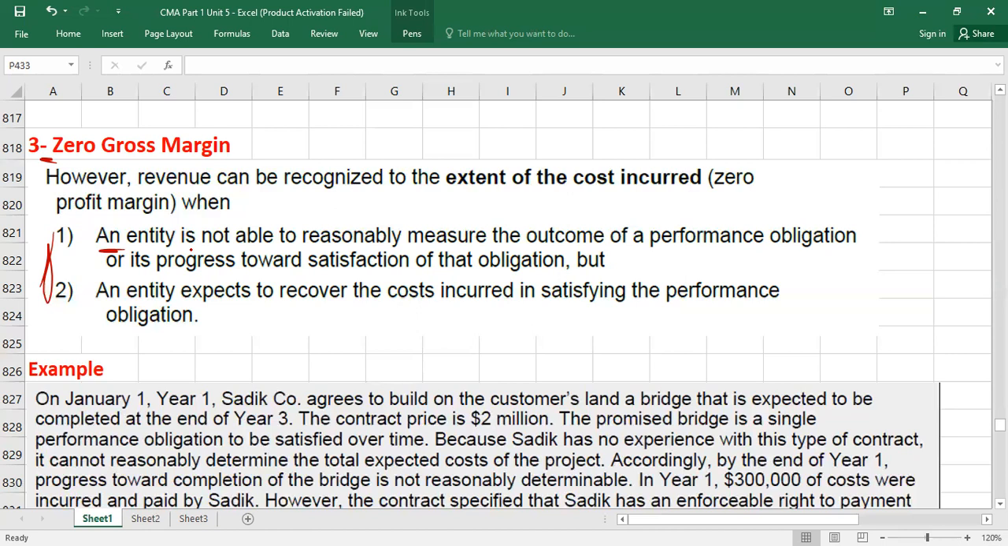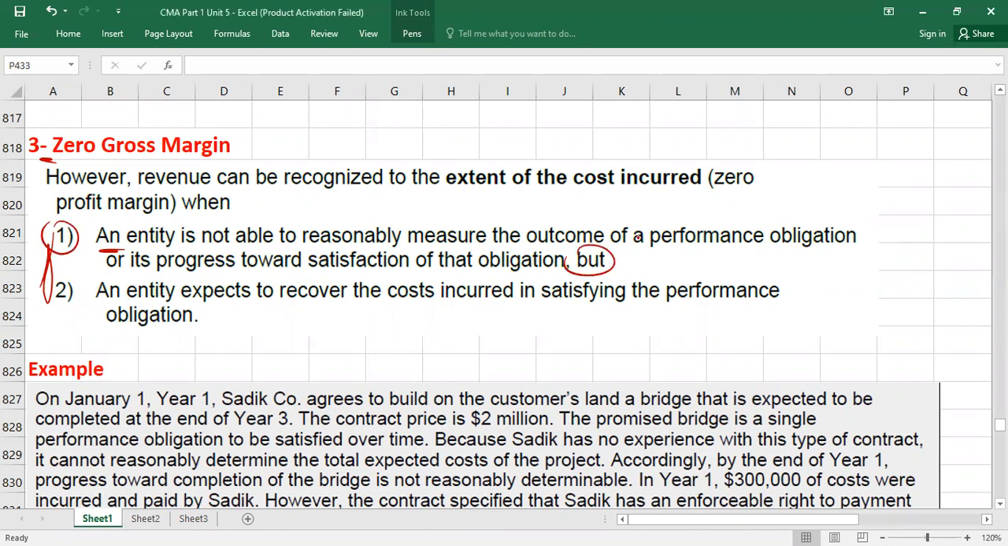Why is it not possible to apply input method? Maybe cost cannot be measured reliably. Why is it not possible to apply output method? Maybe we cannot measure the output also. We cannot reach any value with the customer also. In short, when input method and output method, these 2 methods are not applicable. This is the first condition.